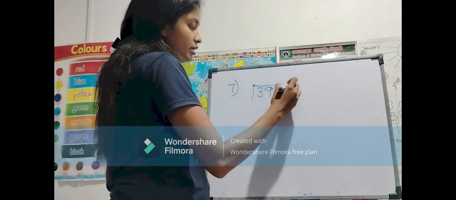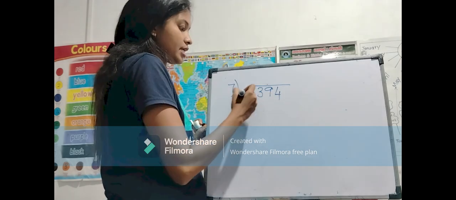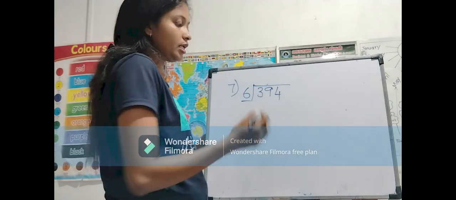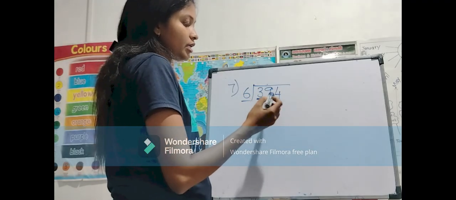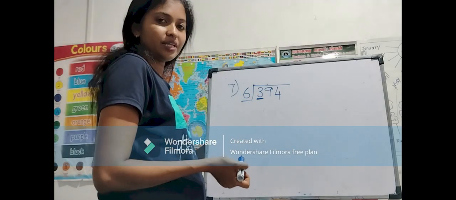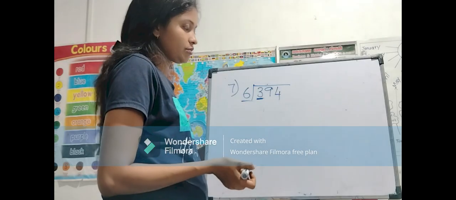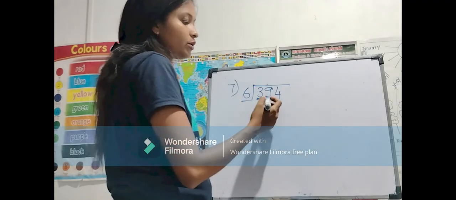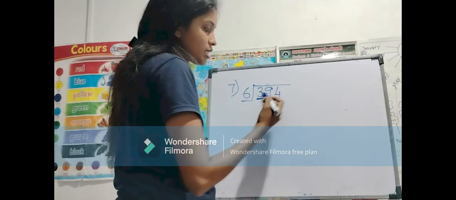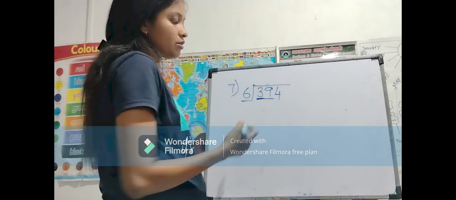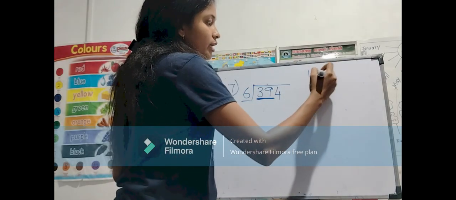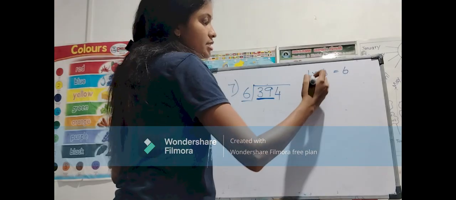394 divided by number 6. Okay. Then here you want to consider the 6th multiplication table. Can you take this number 3? You can't, because no. Then you want to take these two numbers. Right? You will take these two numbers because 1 times 6 is equal to 6.